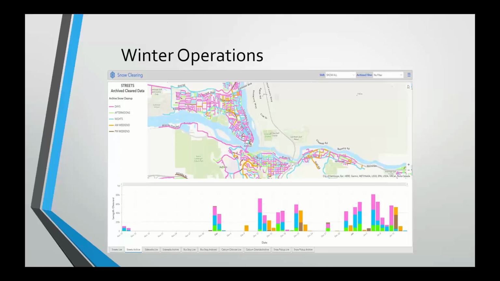The bar colors represent each work shift, and the height of the bars indicate the lengths of streets cleared on that day. A supervisor can select one or more bars, which then highlights the associated streets on the map, or they can select a street on the map and see all the records associated with that street, showing the dates and times when it was cleared.